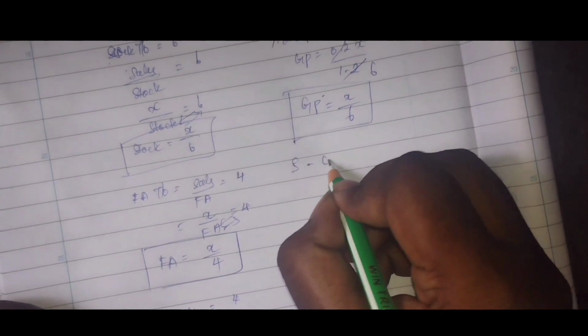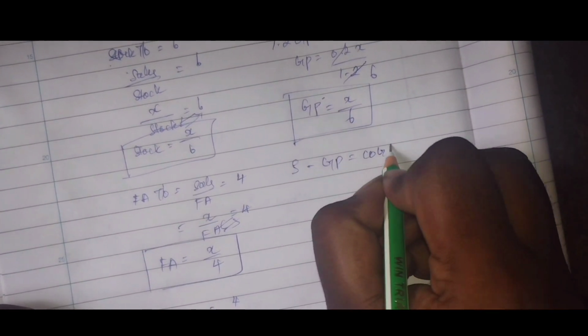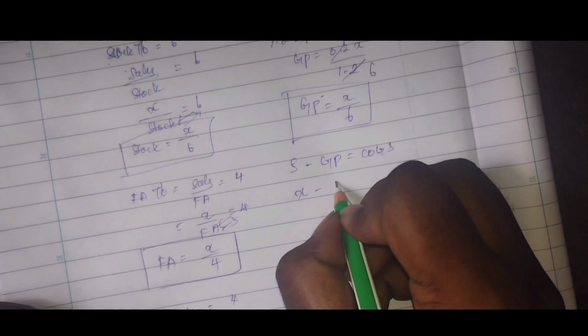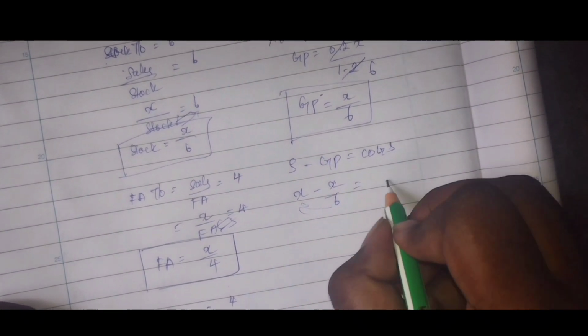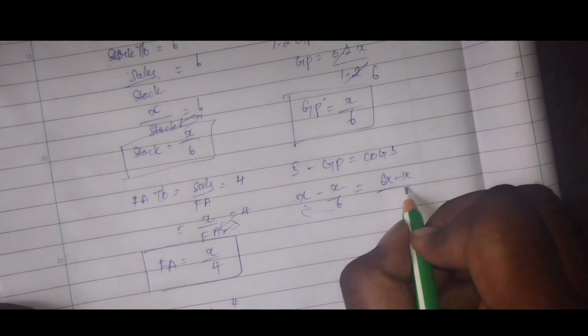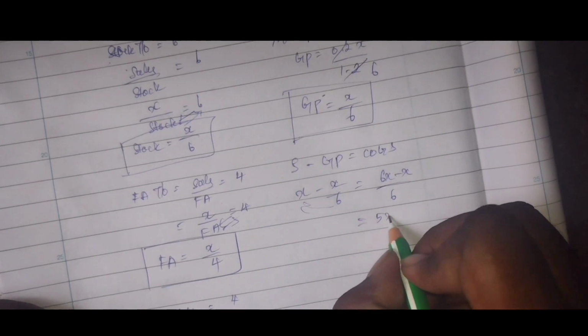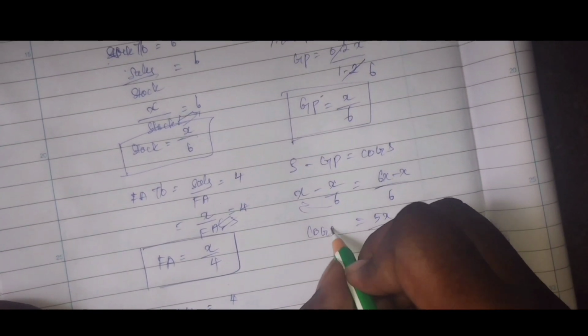So sales minus gross profit is equal to cost of goods sold. Sales is x, gross profit we just found out is x by 6. When we subtract this, 6x minus x by 6, which comes to 5x by 6, is nothing but cost of goods sold.